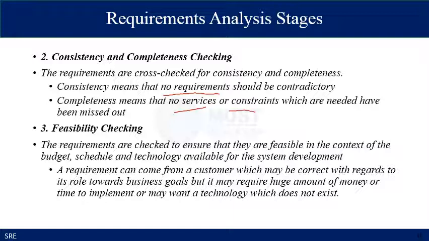Once the requirements are consistent and complete, you perform the feasibility checking phase. In the feasibility checking phase, the requirements are checked to ensure that they are feasible in context of budget, schedule, and technology available for the system development. A requirement can come from a customer which may be correct with regard to its role towards the business goals, but it may require a huge amount of money to implement or may want a technology which does not exist. Therefore, feasibility checking will fail and you will be less likely to proceed with those requirements which are not feasible to achieve.